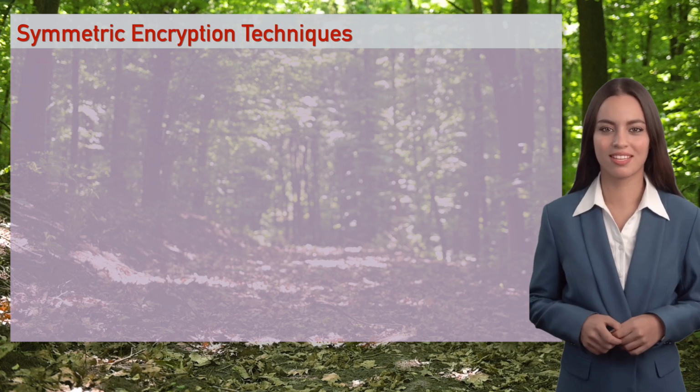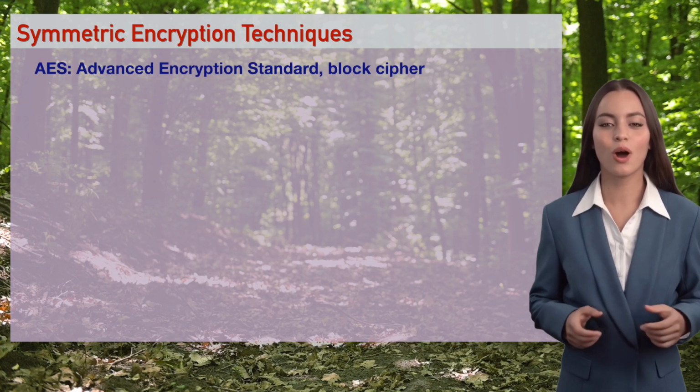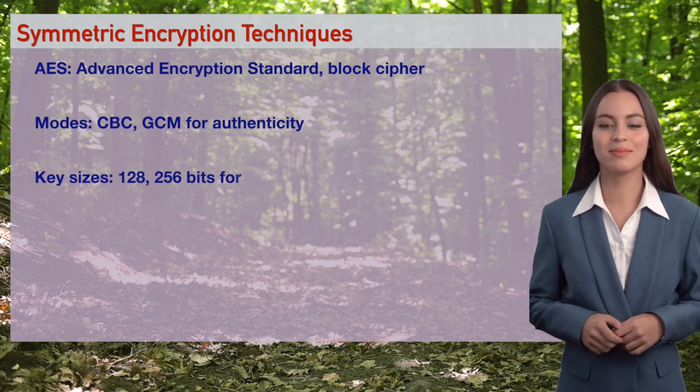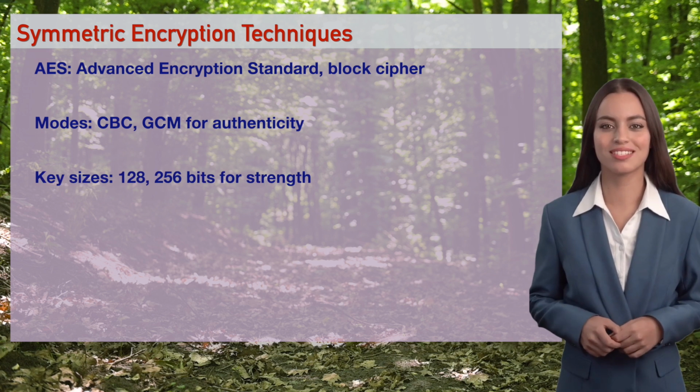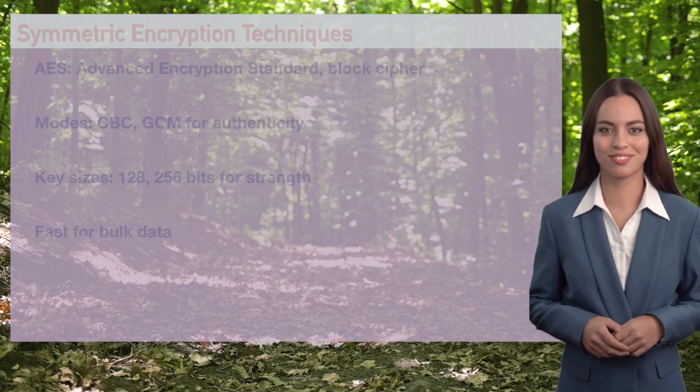Symmetric encryption techniques. AES is the standard block cipher, widely used for its security and efficiency. Modes like CBC chain blocks, while GCM adds authentication. Key sizes of 128 or 256 bits balance security with performance.